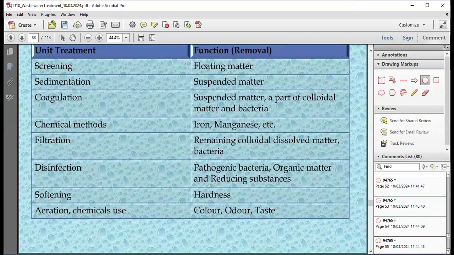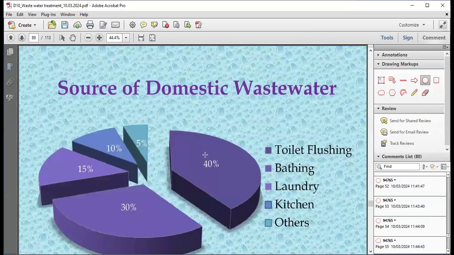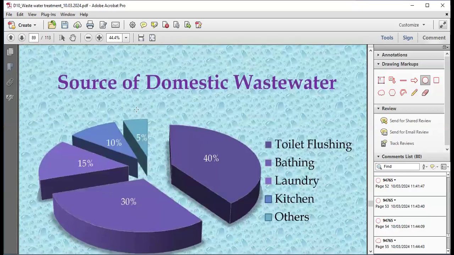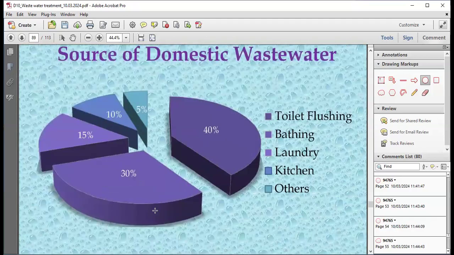You study this one. And the source of domestic wastewater: the toilet flushing, bathing, laundry, kitchen, and others. This is the source of domestic wastewater, right? We study this one.